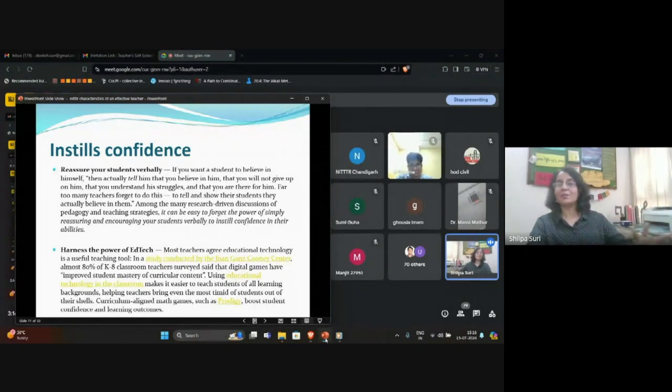When you enter the classroom, do you have a smile on your face? Do you actually connect, make eye contact with all the students, from seat number one to the last seat? How energetic you are when you enter the classroom, how excited you are about the classroom. What does your body language say? How do you dress up? How do you show up? It is going to make a lot of difference to your classrooms.